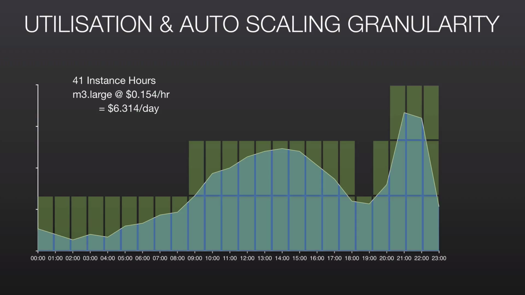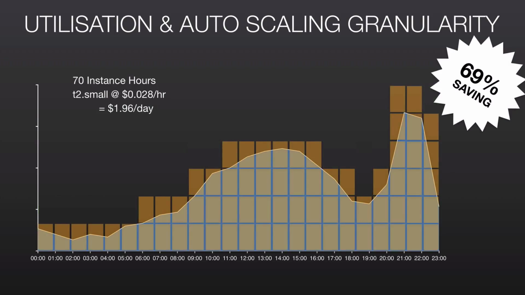And you can see that if you increase the granularity with which you scale, as in this second example, you can dramatically reduce your cost. Here, rather than those 41 hours of the M3 large, we're using 70 instance hours of the T2 small. And here we've dramatically reduced our cost by almost 70% to $1.96 per day by scaling in smaller increments, which more accurately match the demand profile of our workload.